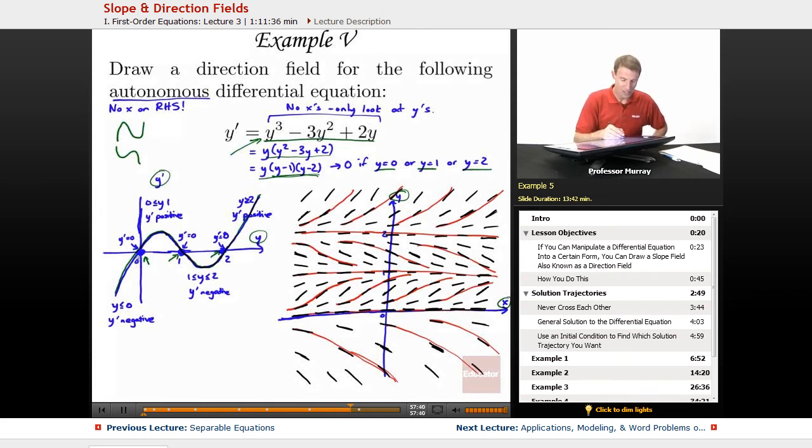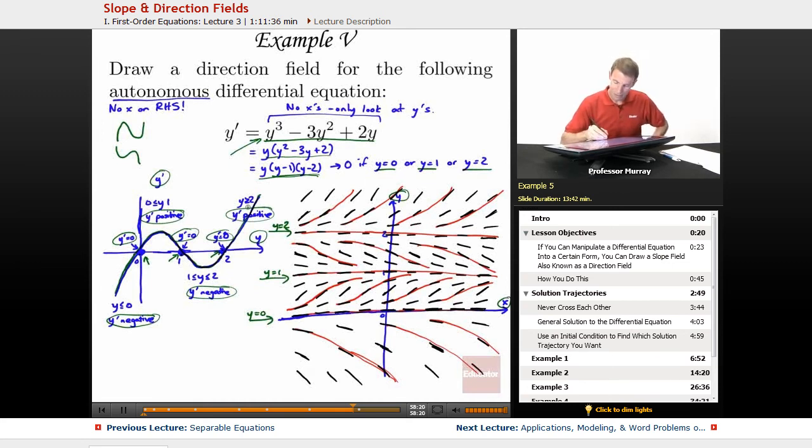And so I look at this and I see when y is 0 or 1 or 2, then my y prime is 0. So whenever y is 0, 1, or 2, that's why I got these horizontal lines. That's why I get slopes of 0 for those three values of y. And then I look in between those values, and I try to see whether this graph over on the left is negative or positive. So I see that it starts out negative, then it goes positive, then it goes negative, and then it goes positive again.